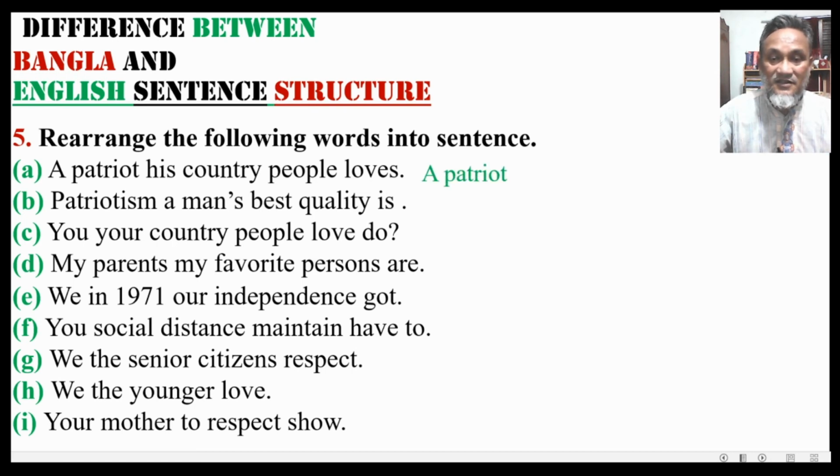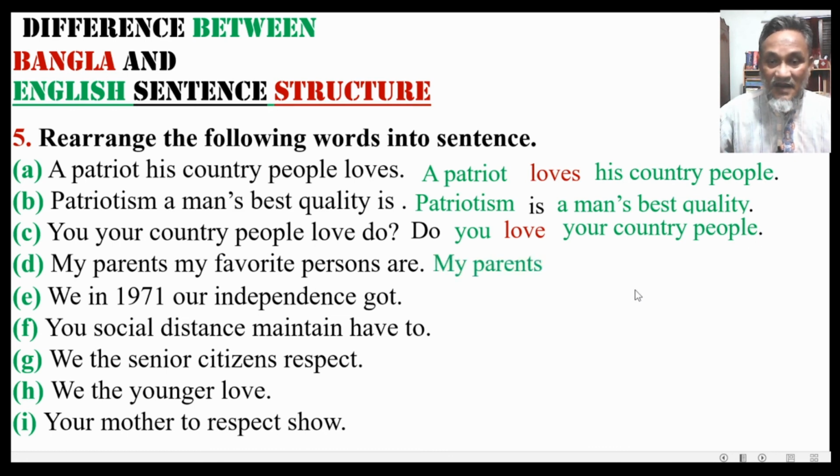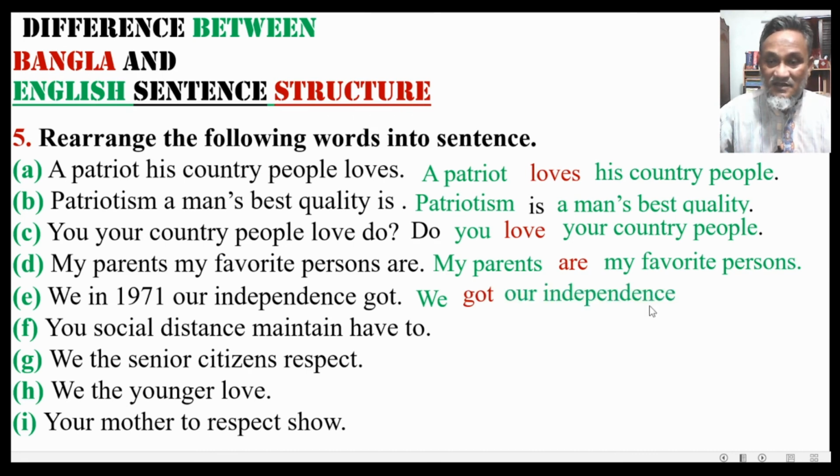I, affection, loves his country people. Patriotism is a man's best quality. Number 2: You love your country people. Sorry, there should be a note of interrogative sign. Then my parents are my favorite person. Then we, then verb got, then our independence, then adverb.